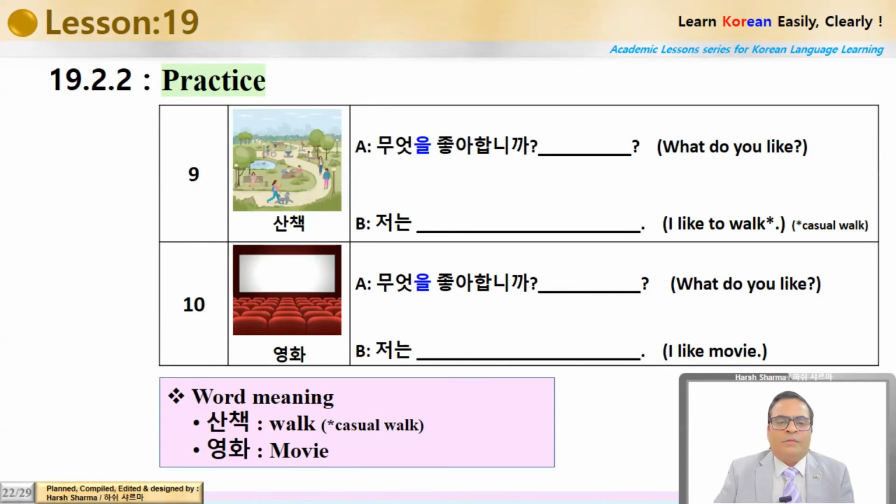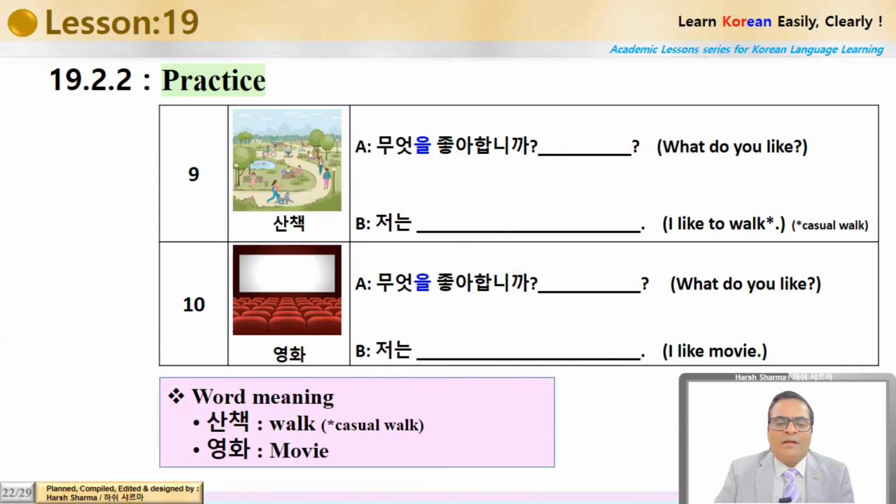Number 9. A. 무엇을 좋아합니까? 저는 산책. 산책 is a walk, a casual walk, which we do in the evening, morning, in the gardens, parks. Yes. 저는, add ul or ral with 산책. Yes. Number 10, you can see A.